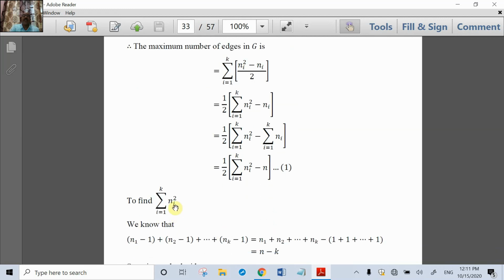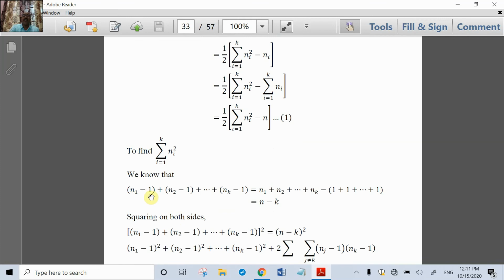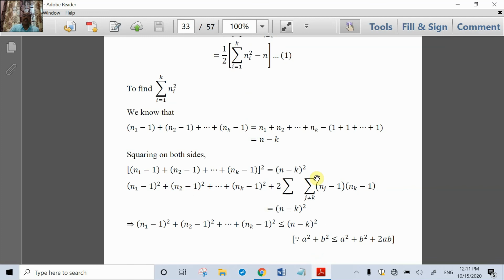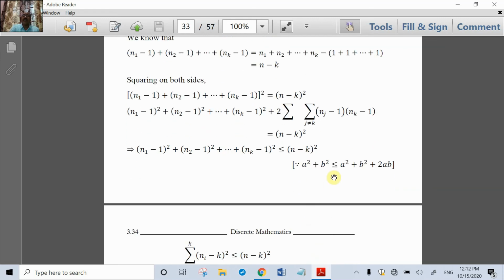Now to find sigma ni squared, consider (n1 minus 1) plus (n2 minus 1) plus ... plus (nk minus 1), which equals n1 plus n2 plus ... plus nk minus (1 plus 1 plus ... plus 1), that is, n minus k, where the 1 is added k times. Therefore, n minus k. Square both sides and you get a squared plus b squared plus ... plus the cross terms 2ab, 2bc and so on. If you remove these cross terms, the right-hand side must be greater.